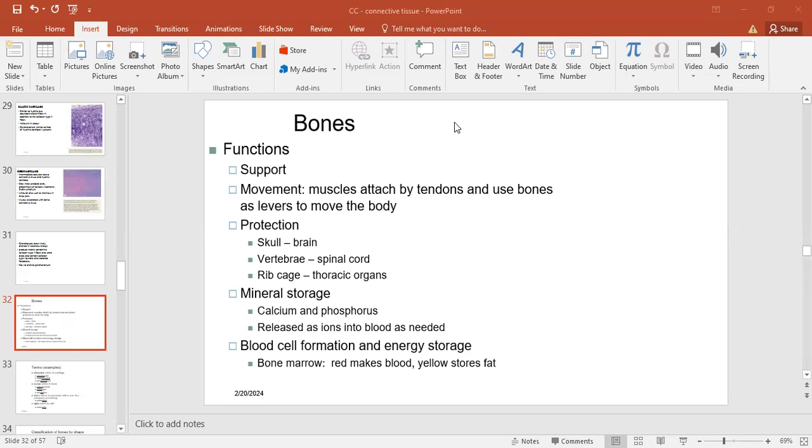And so the bones are, so these are the functions of the bones.